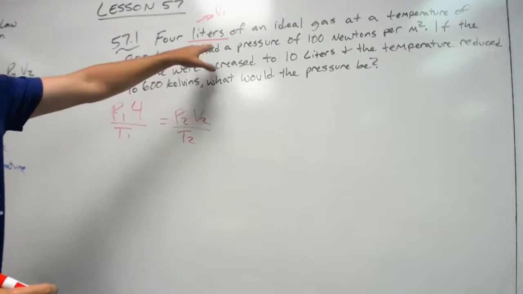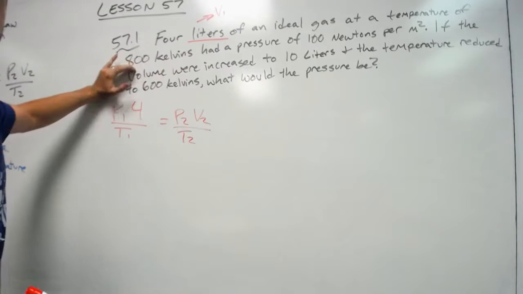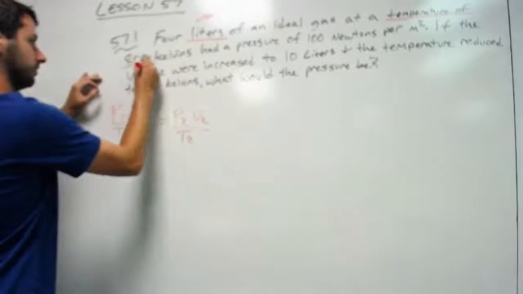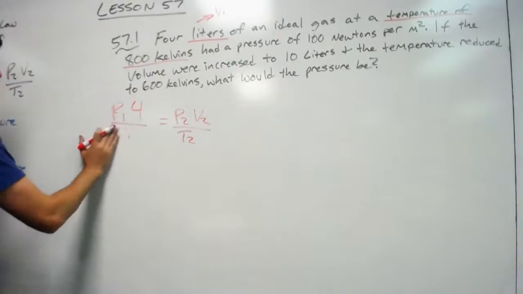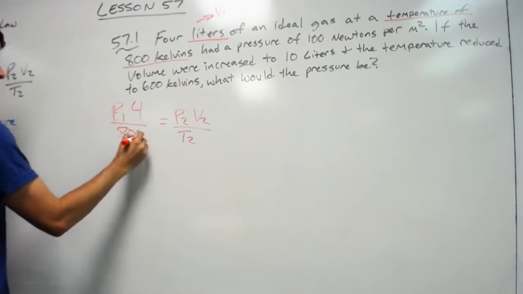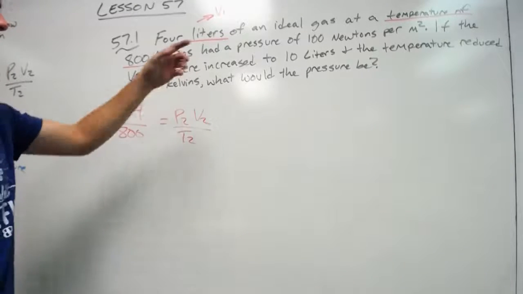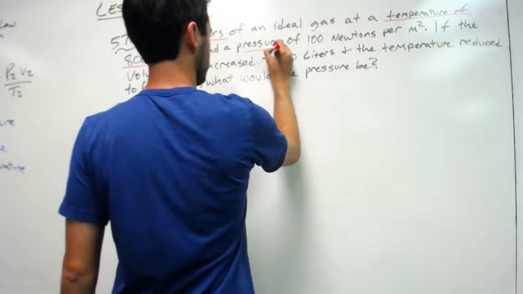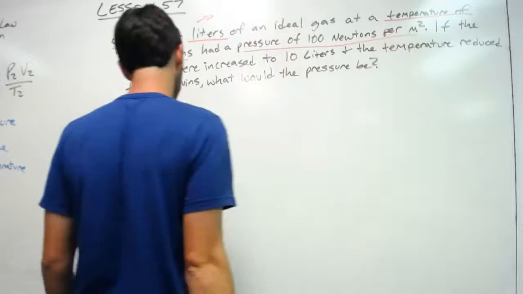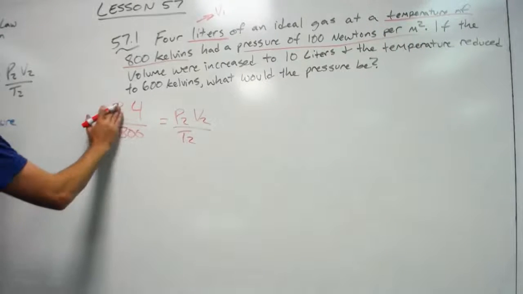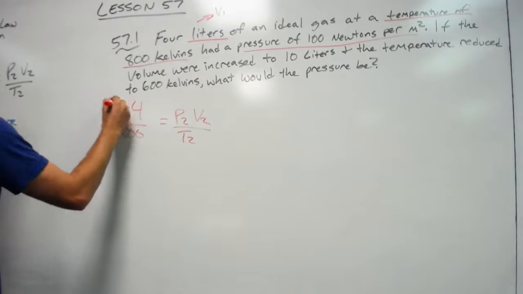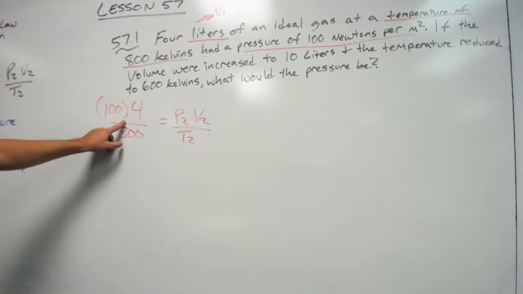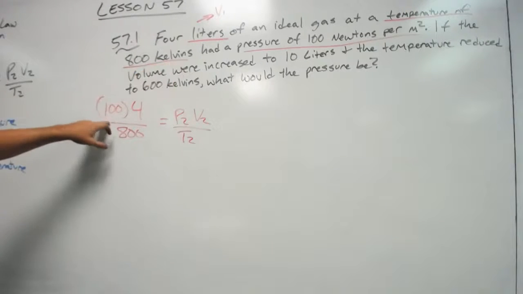Of an ideal gas at a temperature of 800 kelvins. That one just told us, temperature of 800 kelvins, so we can plug that in for T1. And it had a pressure of 100 newtons per meter squared. Taking it easy on us. Now you don't have to put the measurement, you just put the number. Just remember the measurement for later. So we plug in 100 for the pressure. So now we have P1, V1, and T1.